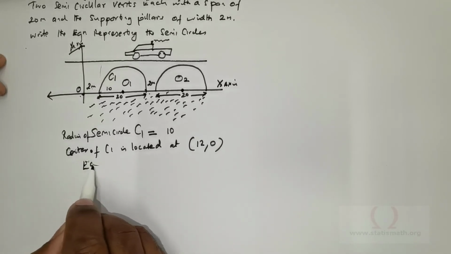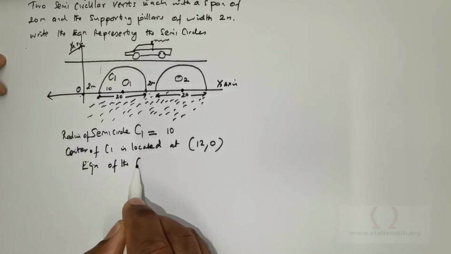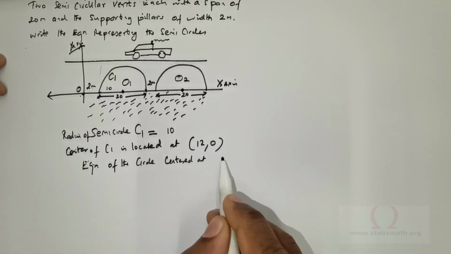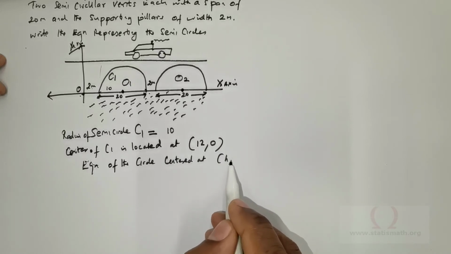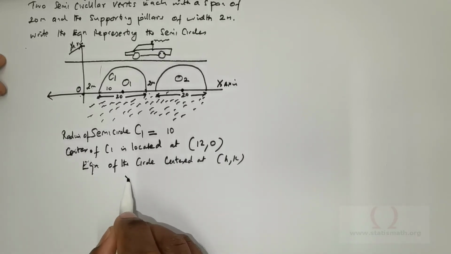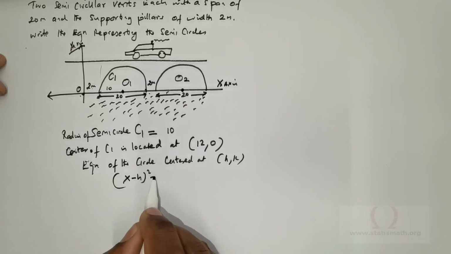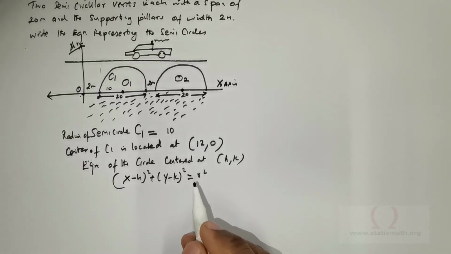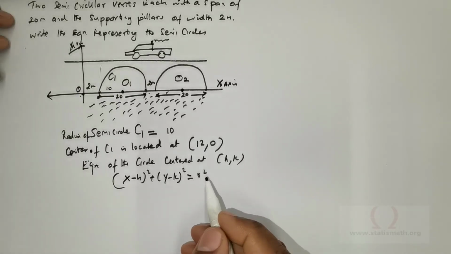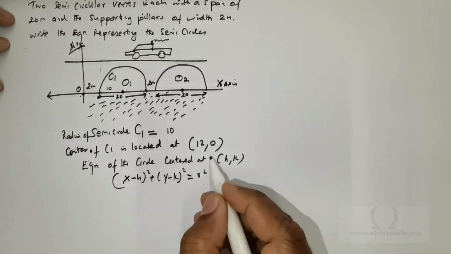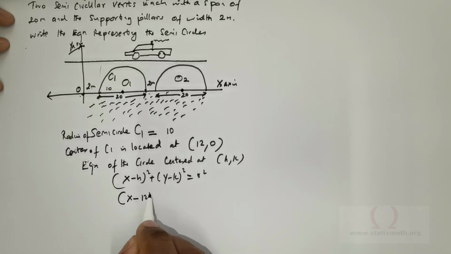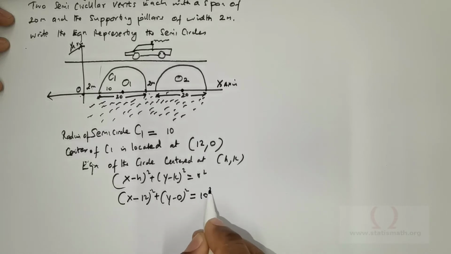Now we know that the equation of a circle with center at some point h, k is given as x minus h whole squared plus y minus k whole squared is equal to r squared, where r is the radius. If we use this equation for this semicircle, it is going to be x minus 12 whole squared plus y minus 0 whole squared is equal to 10 squared.